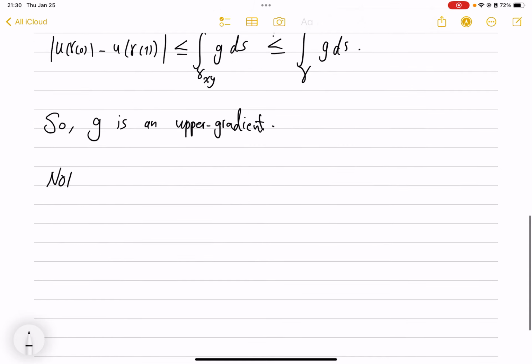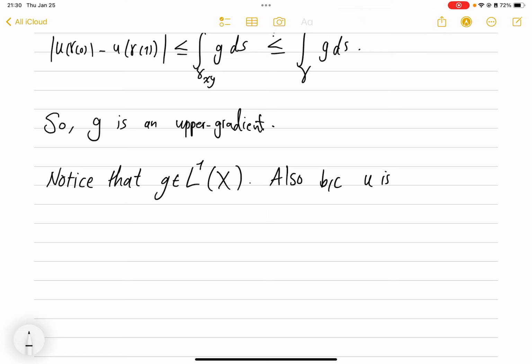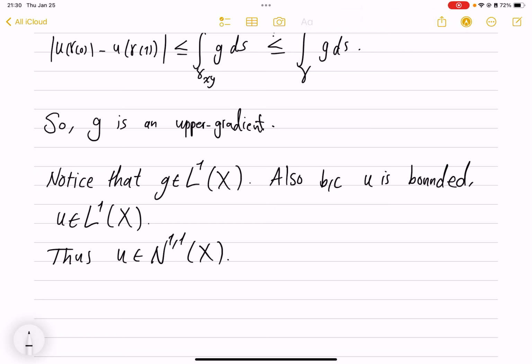Now observe that G is in L1 of the space X because G tilde was. Also, because u is bounded from above and below, being a continuous function on a compact interval, u belongs to L1 of X as well. And this is all that is needed to show that a function is in N1,1 of X. So it's an L1 measurable function with an L1 measurable upper gradient. So that proves this direction: when you start with an AC function, then you end up in N1,1.